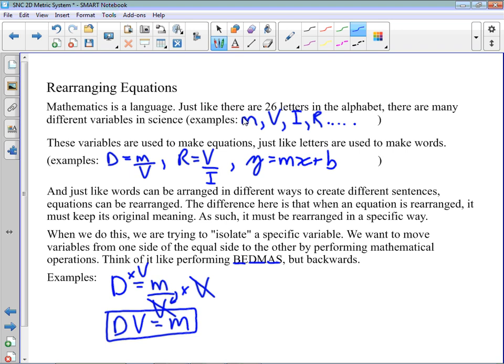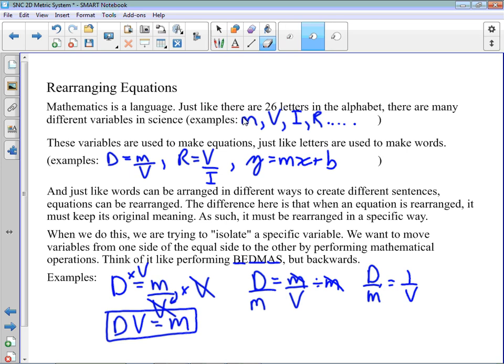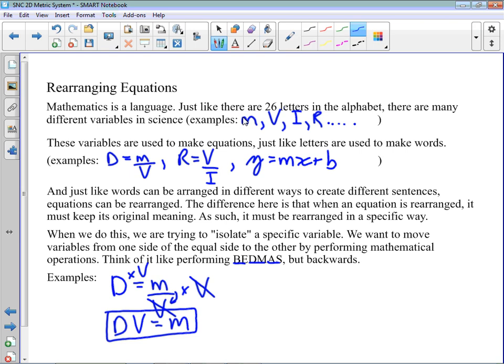What if I want to isolate V instead? So if we start over with this original equation, D equals M divided by V, I can isolate V by dividing by M on both sides, but the problem is V is going to be in the denominator on the right side of the equation. So if I divided by M, M divided by M is going to cancel, and I'm going to get D over M equals 1 over V. I don't want 1 over V, I just want V. So the better thing to do, forget all of this, just cross that out if you want. You don't need to take the time to erase it, just cross it out.